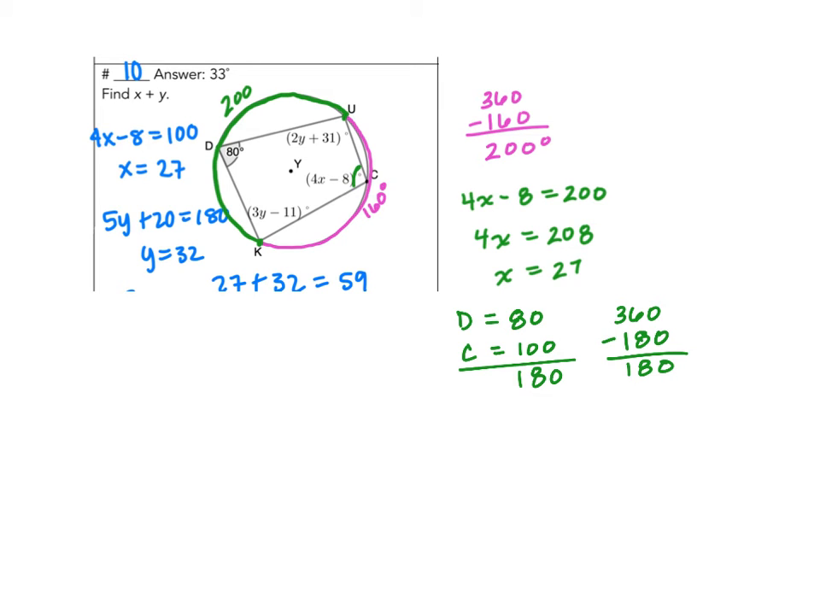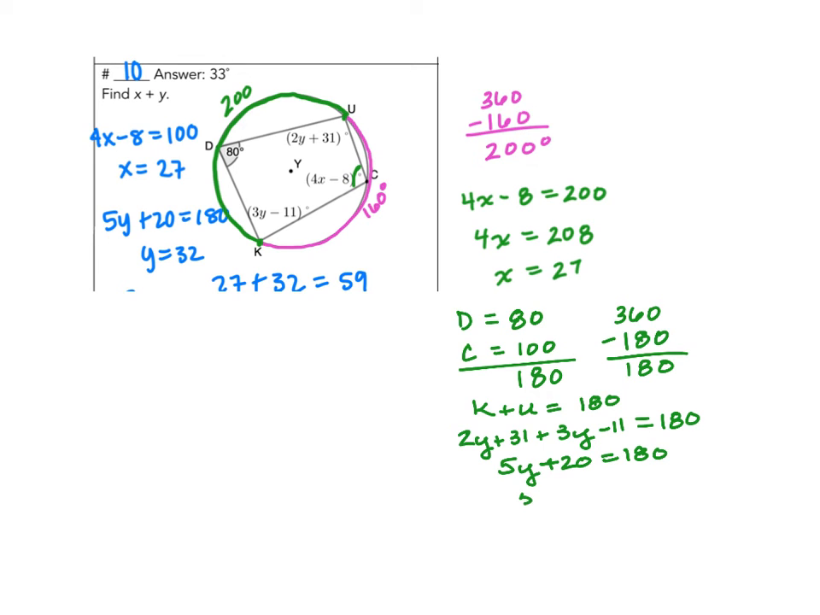So what I know now is that K plus U has to equal 180. So he took those two expressions, 2y plus 31 plus 3y minus 11, and he set that equal to 180. He didn't show all his steps there. 2y plus 3y is 5y, and 31 minus 11 is 20, right? So that's how we got the 5y plus 20, which is still equal to 180.